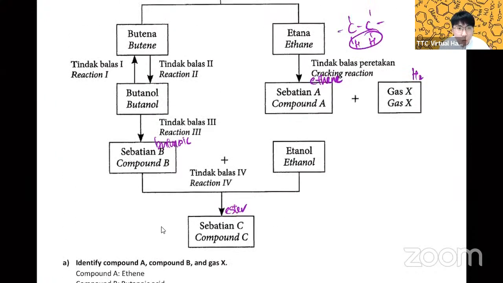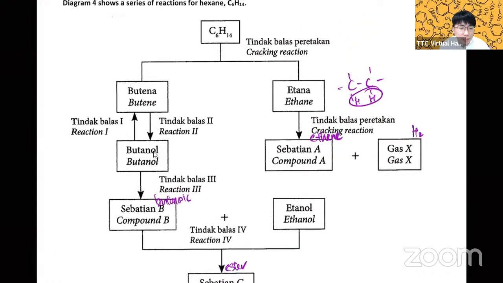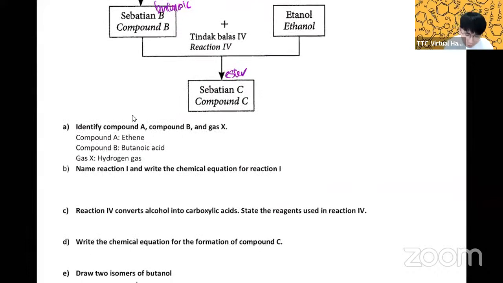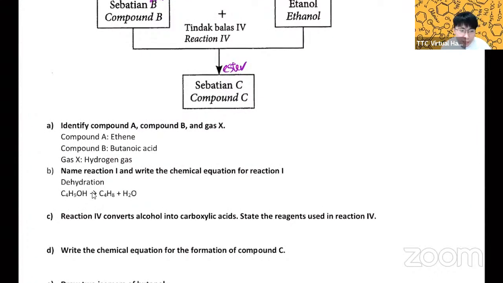Okay, name reaction 1. Reaction 1 is here. You go backwards from alcohol back to alkene. So it's removing water. So it should be dehydration, and the equation should be quite simple. Take away H2O, and the leftover is your answer.